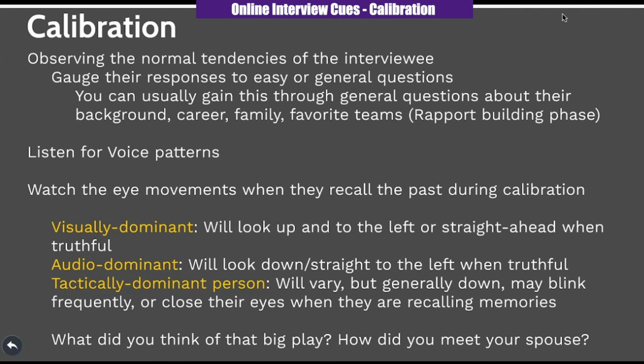So what you want to do is, hey, what did you think of that big play this weekend? How did you meet your spouse? So they have to go back into their memory and describe something, and then how they do that will be how you establish what type of dominant personality they are for the interview. So that's part of the calibration process.